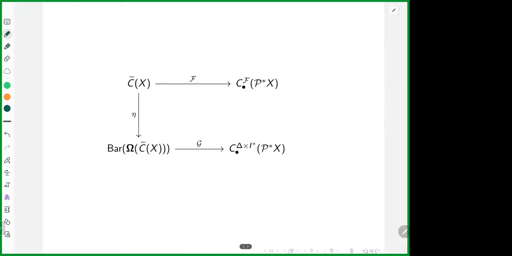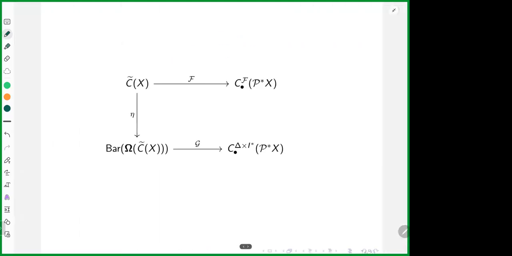And now there is another map from this object down here to a version of the chains on the marked paths on X. So I'm not going to describe that explicitly because of time reasons, but it's chains parameterized by products of simplices and cubes. These cubes are going to come from atoms without the marked path, so the atoms idea.